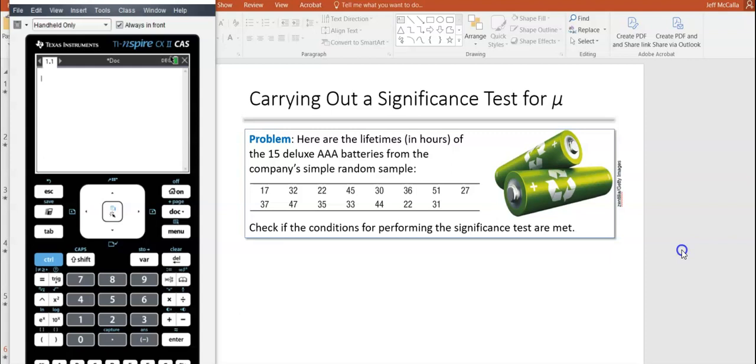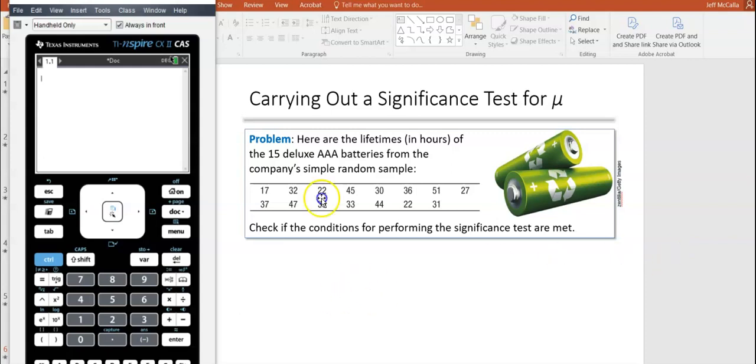Okay, so here are the lifetime in hours of 15 AAA batteries. That's the data there. Check if the conditions for performing a specific test are met. Okay, so we're just going to check the conditions. So random sample, check. I would underline the words random sample and draw a little line to what you say, random sample with a check mark. Less than 10%, so this is about 15 samples from all the batteries that were made that day, which is way more than 15.